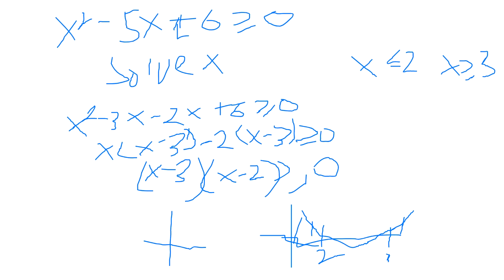Good. So this time what we are going to do is that we will write this in interval notation. So it will go like this: negative infinity to 2, closed bracket, then 3, closed bracket, to infinity.